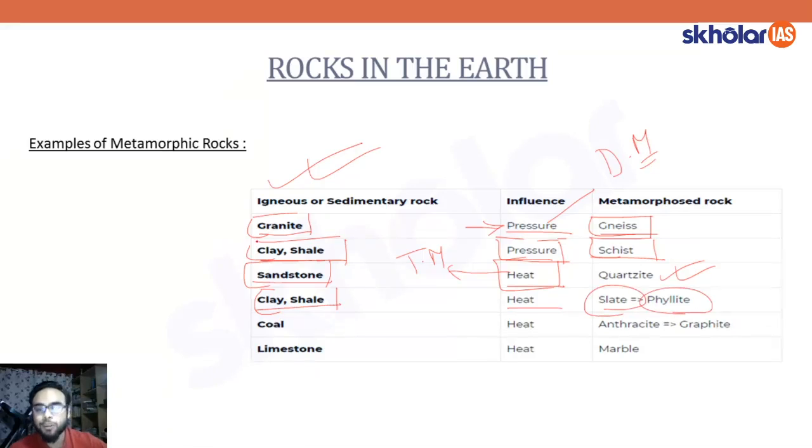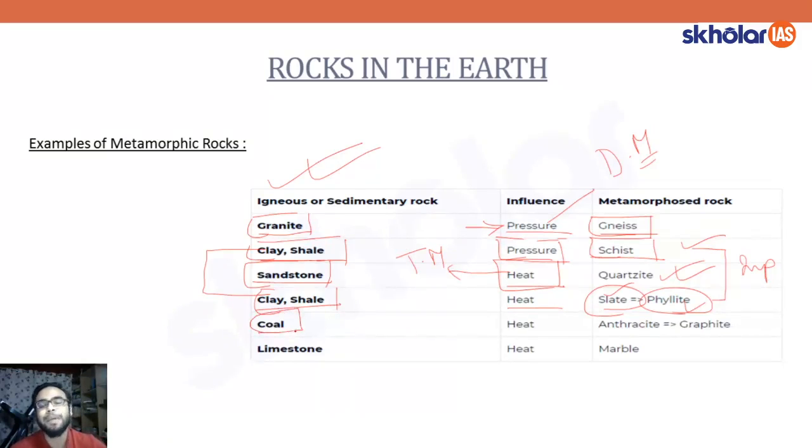phyllite. Now these two examples are very, very important. Clay and shale under dynamic metamorphism, that is pressure, is getting converted into schist, but under thermal metamorphism it is getting converted into slate and phyllite. Okay, this is very, very important. Schist we get when dynamic metamorphism is happening, we get slate and phyllite when thermal metamorphism is happening. Understood?